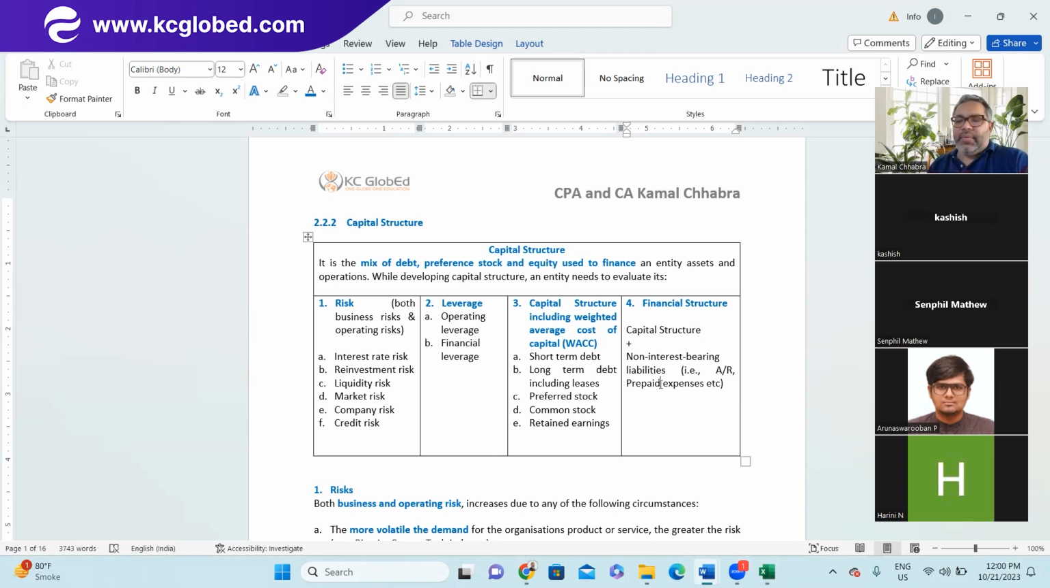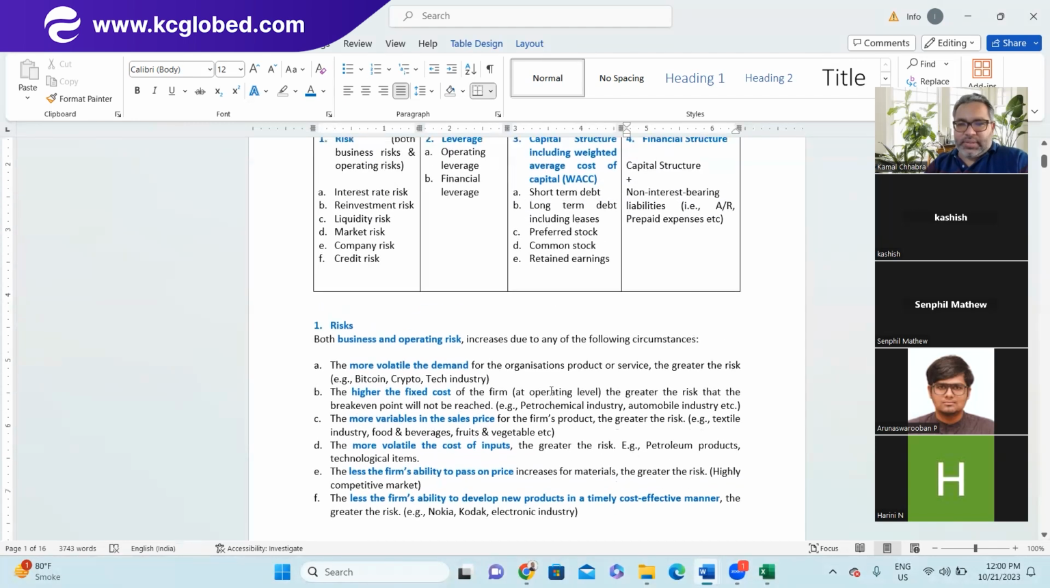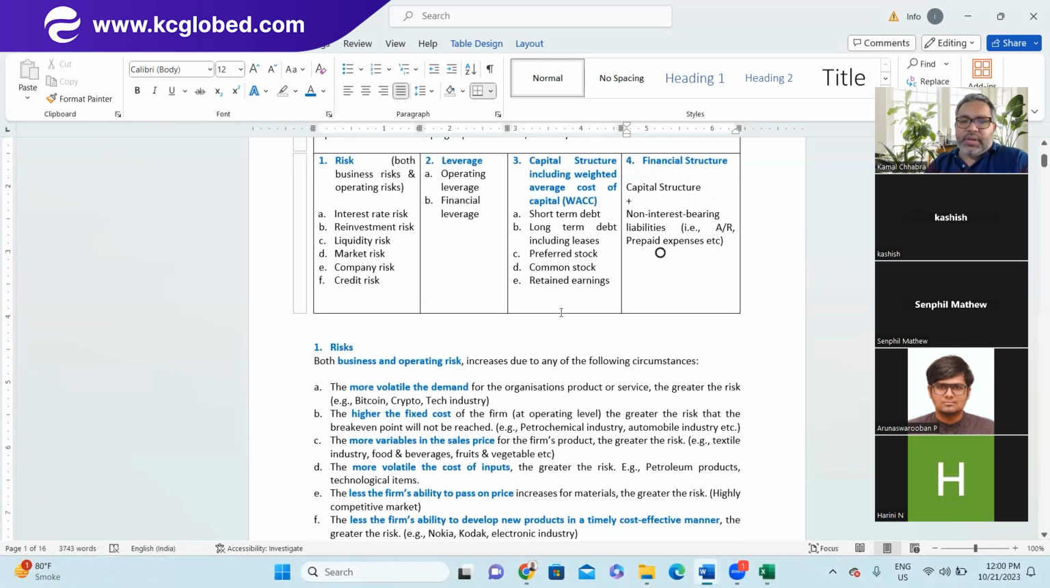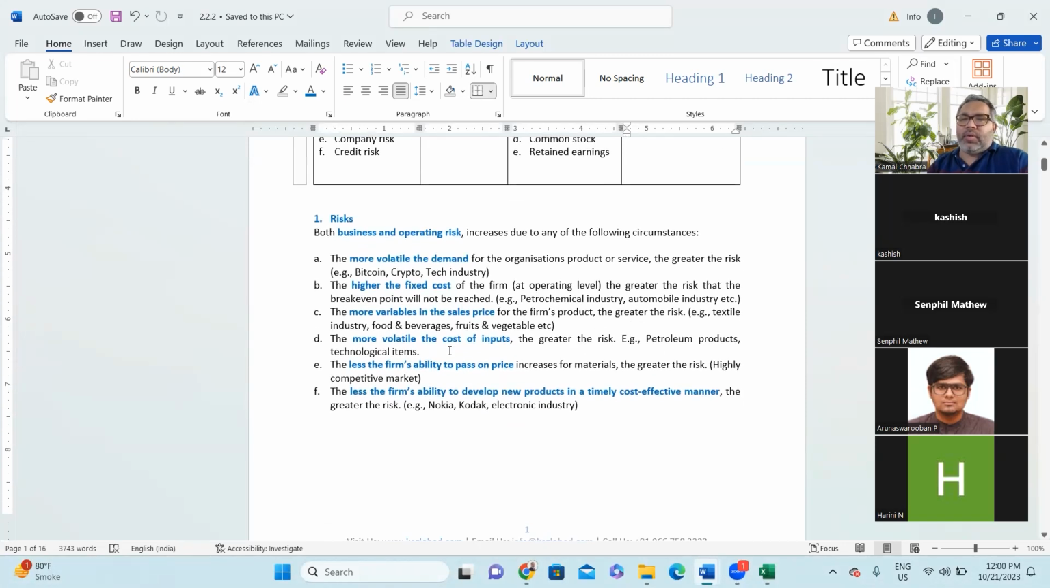So this is a high level overview of the capital structure topic, which we are going to study today and tomorrow. Right now, let's jump into the very first topic, which is risk. In the risk we have discussed interest rate risk, reinvestment risk, liquidity risk, market risk, company risk, and credit risk. So let's jump into the topic called risk. In the risk, again we'll be discussing both business risk and operational risk.